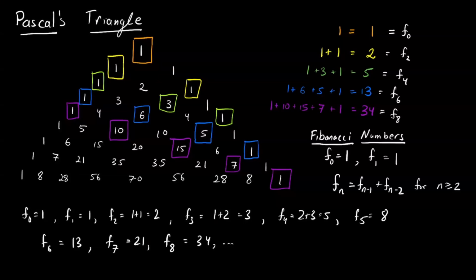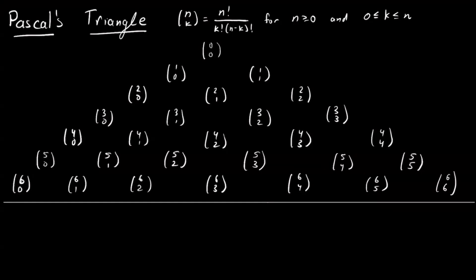We're going to have to use binomials, and then we'll prove that the formula holds using generating functions. Okay, so Pascal's triangle can be rewritten in terms of binomials. And what is a binomial? A binomial is an expression of this form.